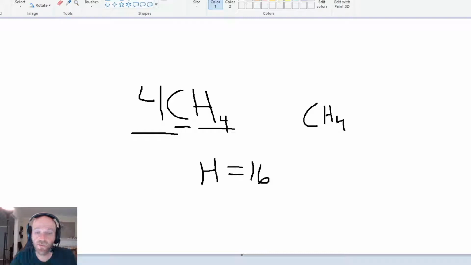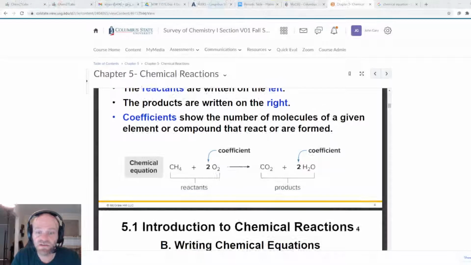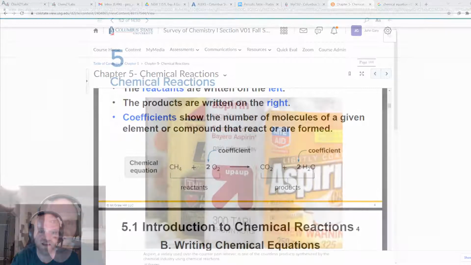This is important for when you go to balance chemical equations. You're going to need to make sure you keep straight what the subscript means and what the coefficient means, because you have to have the same number of atoms on both sides of the equation. Okay? So let me go back to our PowerPoint. I'm actually going to go to the text as well, because I want to make sure I keep up with where we are in the text.